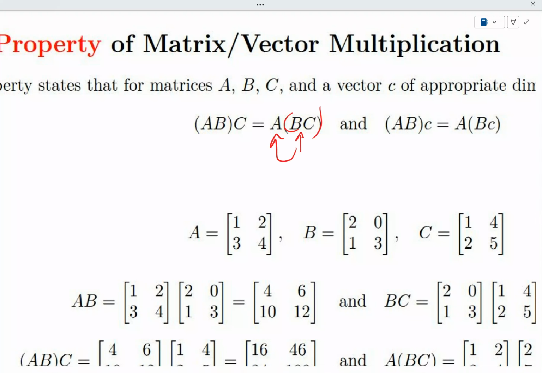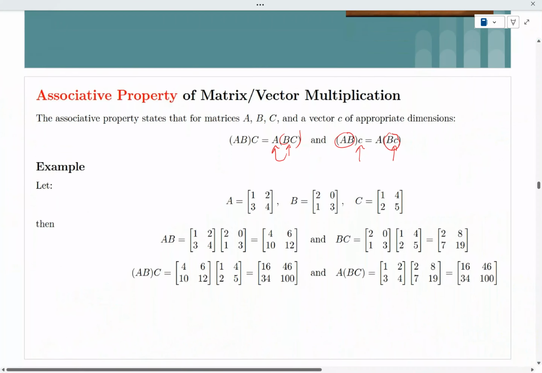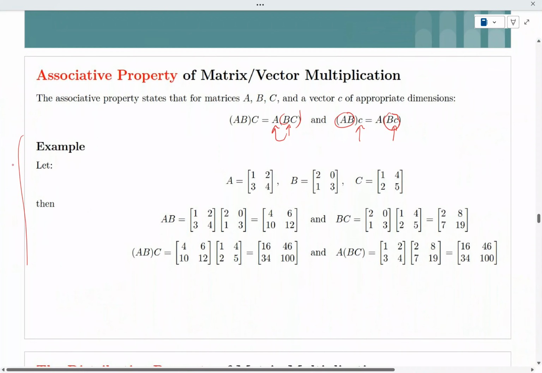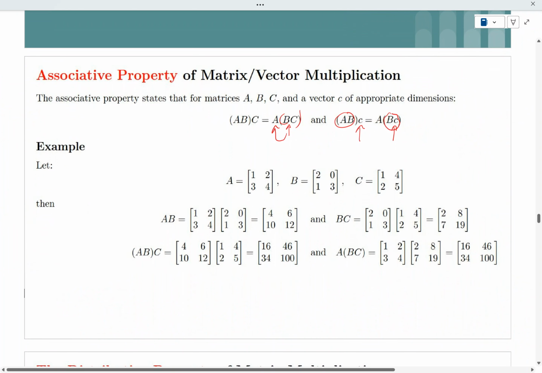This holds if it's a constant value or a vector. So this is a vector or a number. You can multiply them together first, or you can multiply B and C together first. So this right here is called the associative property. And when you have the chance, look through the examples and you will see that this property holds.